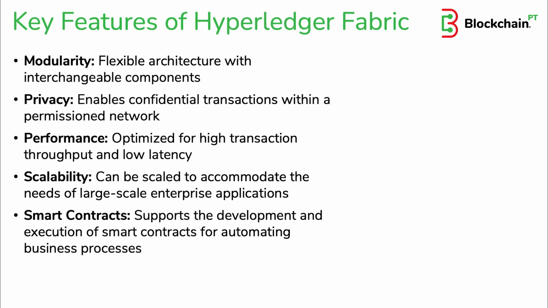Key features of Hyperledger Fabric. Modularity is a prime characteristic of Hyperledger Fabric, as it provides a flexible architecture with interchangeable components. Its permissioned orientation allows for confidential transactions, all with performance, as it is optimized for high transaction throughput and low latency. It can also be scaled to accommodate the needs of large-scale enterprise applications. And as stated before, it supports the development and execution of smart contracts, allowing automation of business processes.